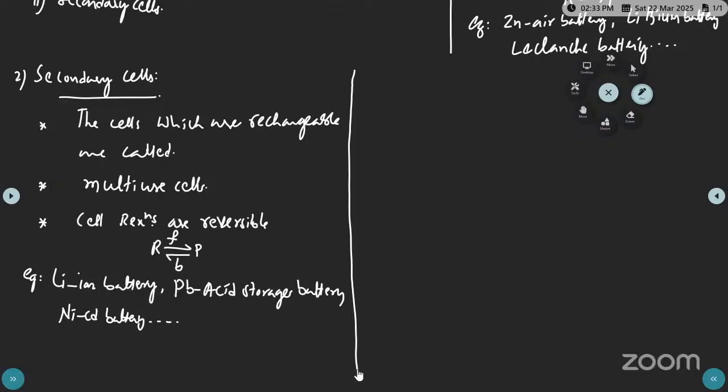And next, we have some cells, and we have to know the structure.